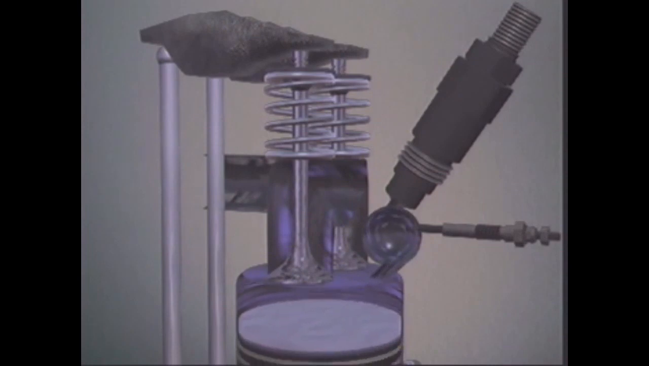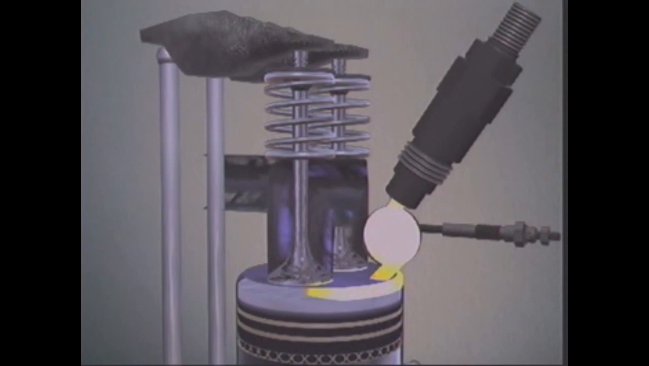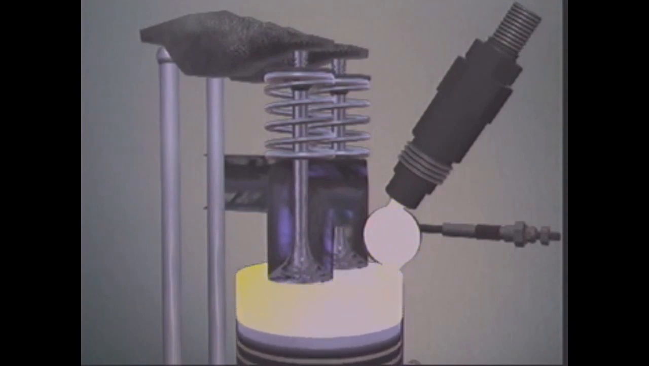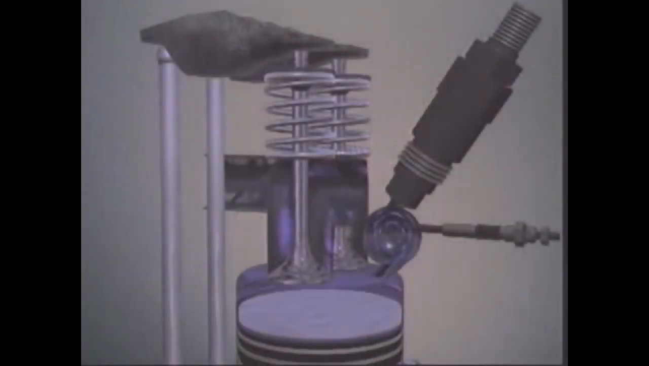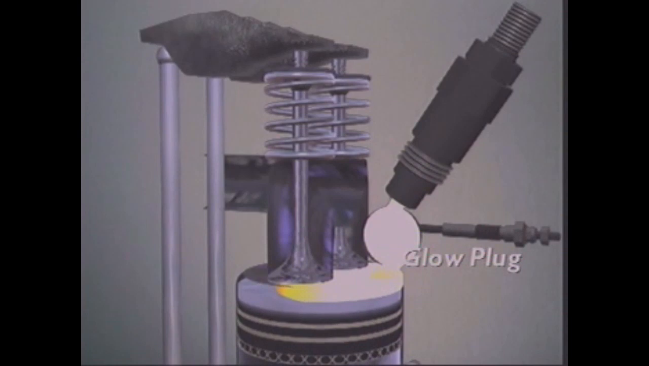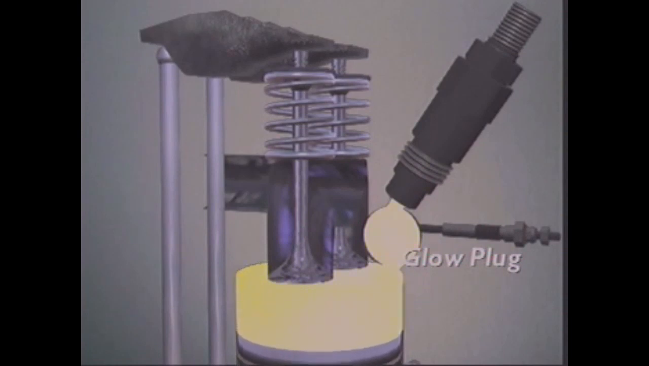Another method of injecting fuel is indirect injection. Fuel is sprayed into a smaller, separate chamber in the cylinder head. This chamber can have various designs. A glow plug is not a spark plug. It's a small electric heater that preheats the separate chamber as an aid to cold starting. It helps the combustion, which then spreads to the main chamber.